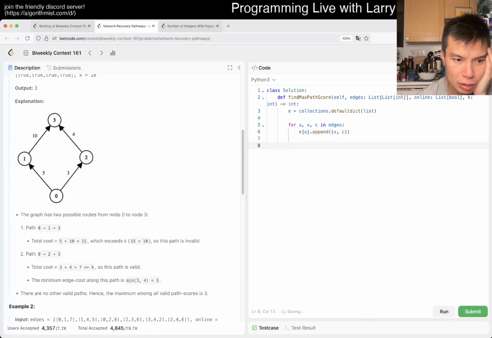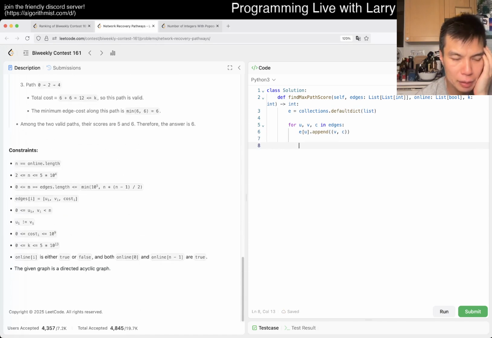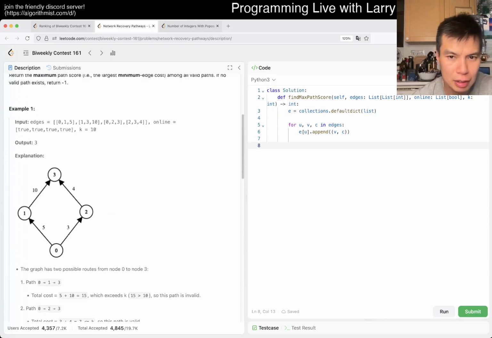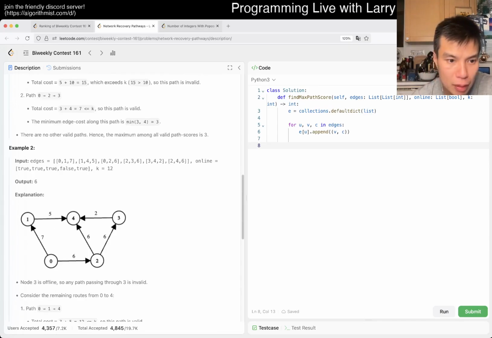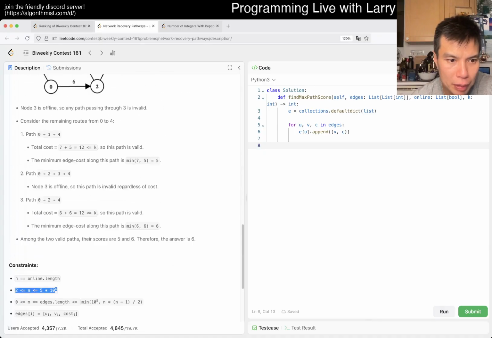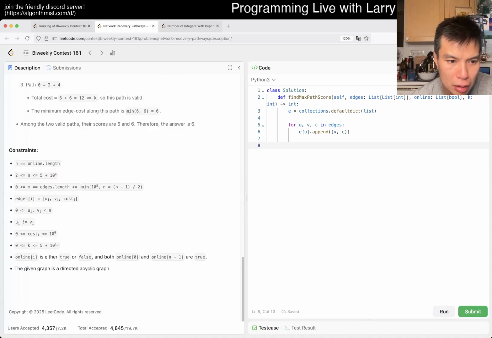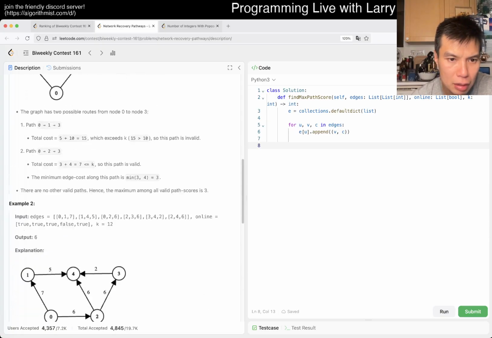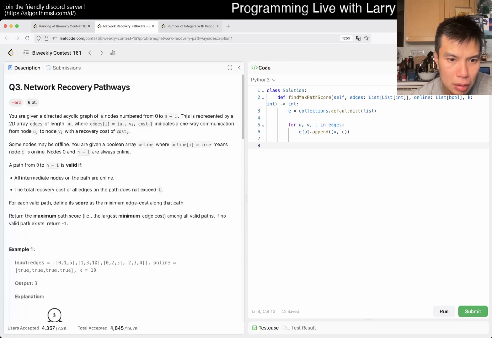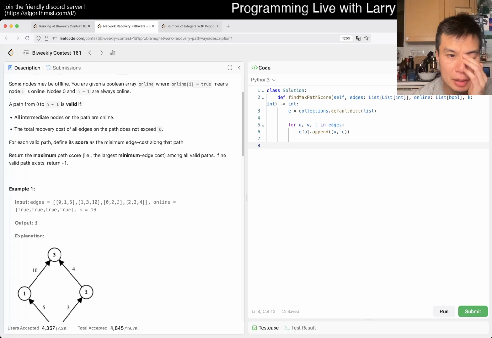What is K again? K is the total cost cap. I mean, it still feels like it's, I don't know how there cannot, I mean, there could be like a, there be at most 10 to the 5th edges, that's fine. The largest min edge cost.